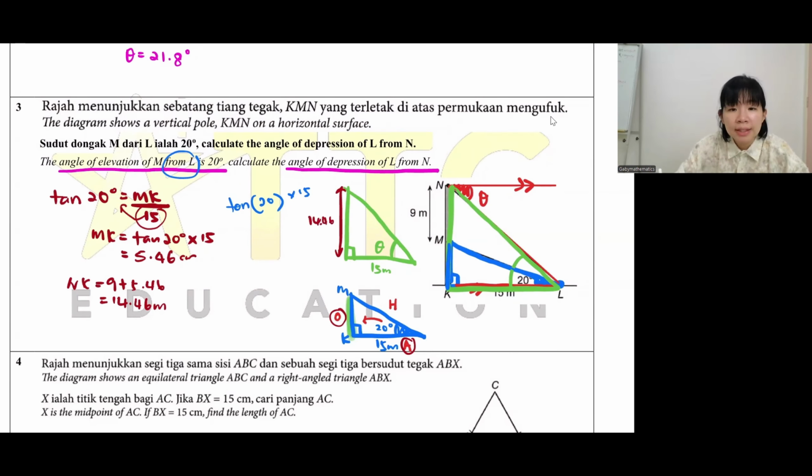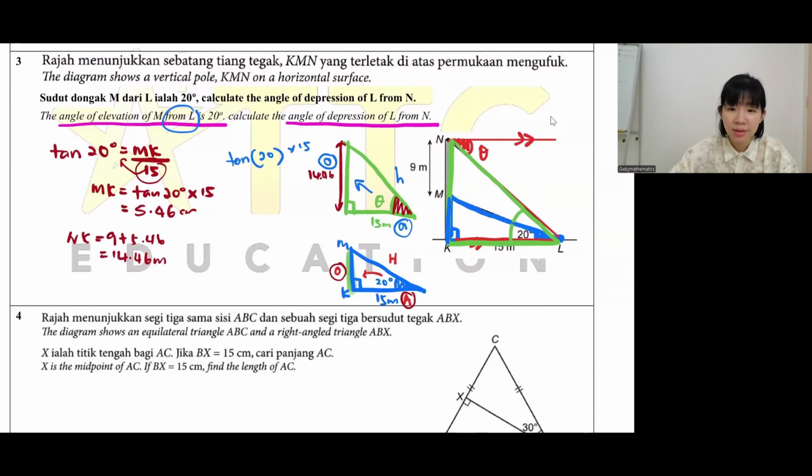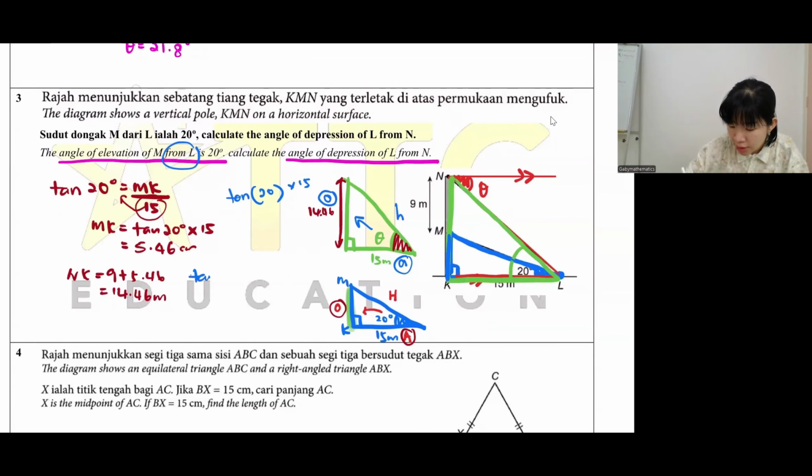If I want to find this theta, do we have enough information? This triangle has two lengths, so yes. Use sine, cos, or tangent. Opposite of the angle, this one is O, this one is A, this one is H. So we choose OA, tangent again. So tangent theta, O is 14.46.